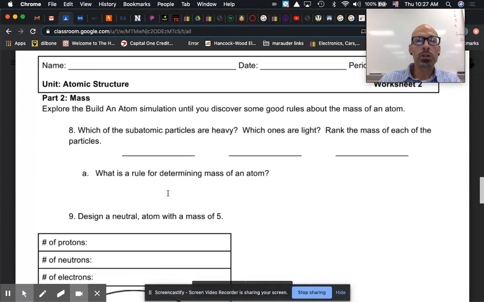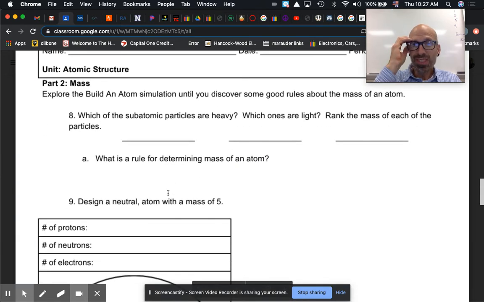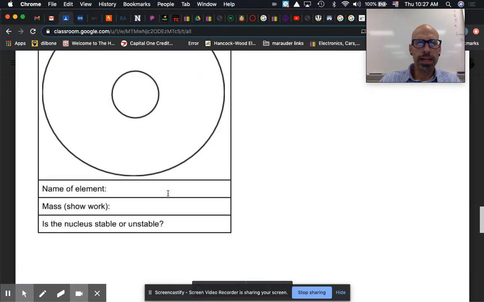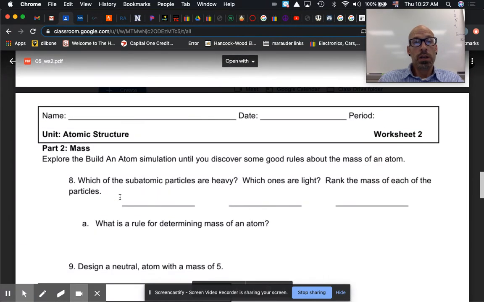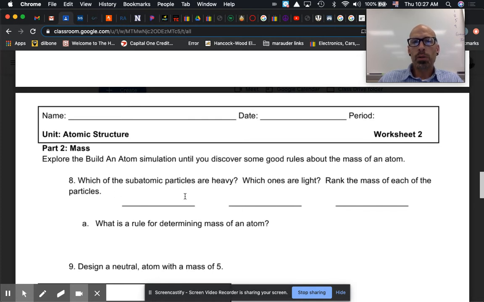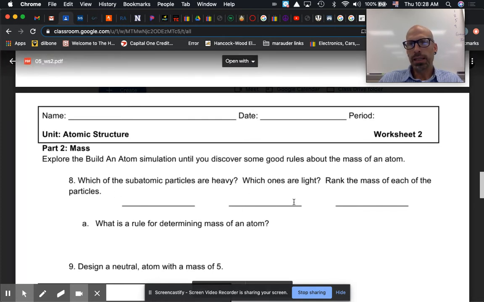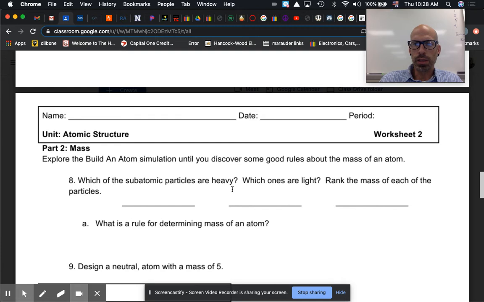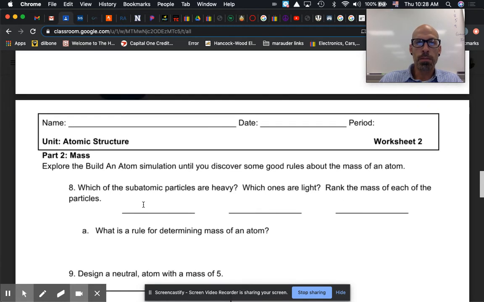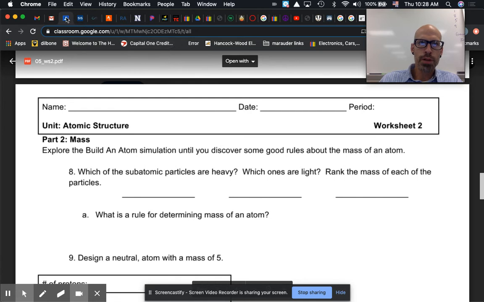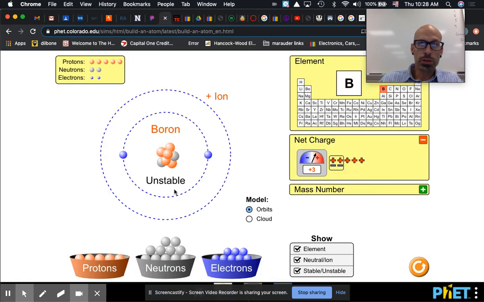And moving on. So now we're at the mass part. We just barely got into this. I'm going to go ahead and finish, I guess, part 2, because part 2 is just this one thing here. So it says, which subatomic particles are heavy, which ones are light? I hate the way they ask this question, but it is what it is. And then it says to rank the mass of each of the particles. So we'll go back to the simulator and we'll just start playing around.